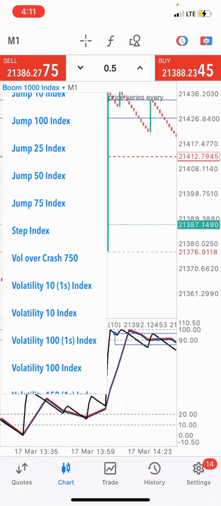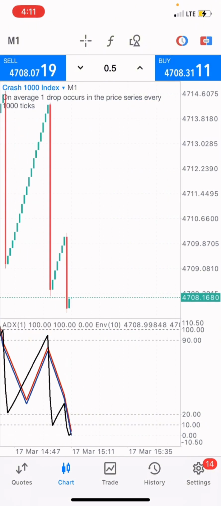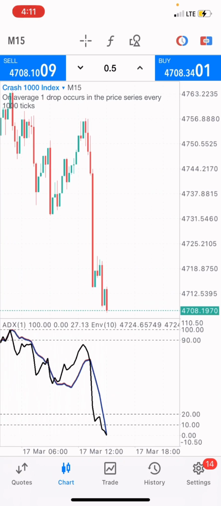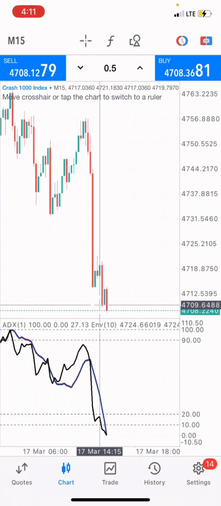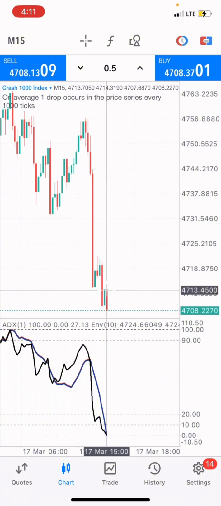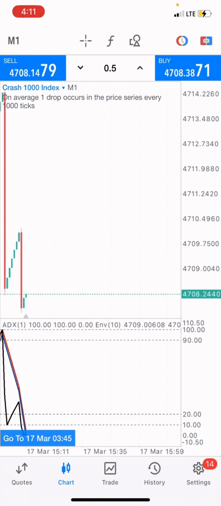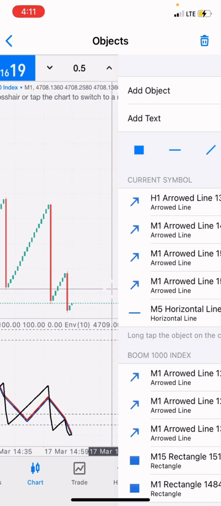For the Crash index, Crash 1000, like I said, you want to be doing the opposite. So you want to see a bullish closing on the 15 minutes time frame, like what happened here, but this is not a really strong one. So you want to see this, and you want to go to a lower time frame, the 1 minute time frame, to look at the indicators.